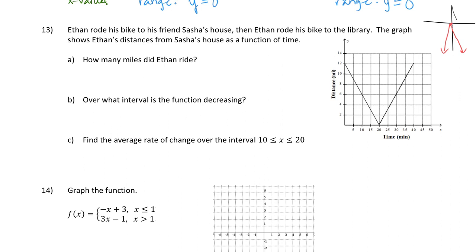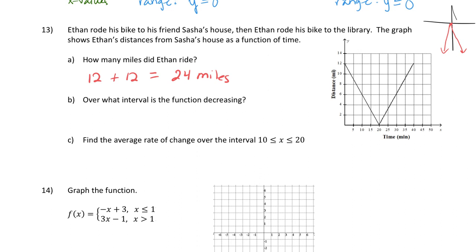So how many miles did Ethan ride? Well, Ethan rode 12 miles. That got him to Sasha's house, plus another 12 miles got him to the library, for a total of 24 miles. All right, so part B, over what interval is the function decreasing?